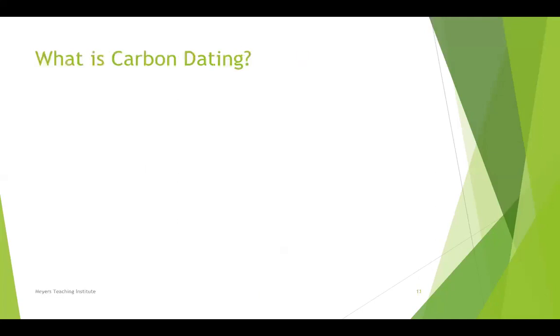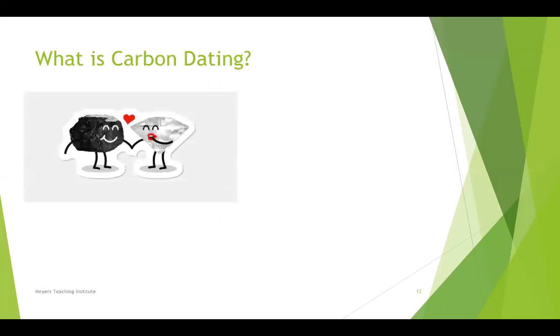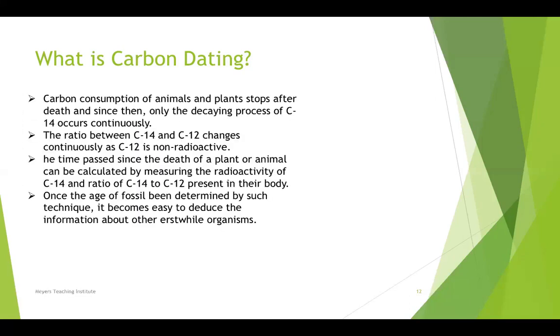For that, we have a technique called carbon dating. It's not dating between carbon in its different forms, but carbon dating is basically a common principle of analysis used by chemists and paleontologists. Carbon consumption of animals and plants stops after death, and since then, there is only the decaying process of carbon-14. In case of dead bodies of plants and animals, instead of remaining constant, the ratio between C14 and C12 changes continuously, as carbon-12 is not radioactive.